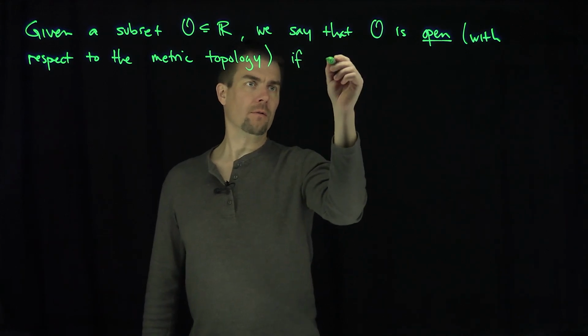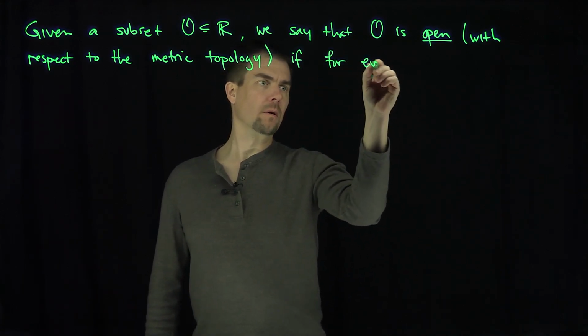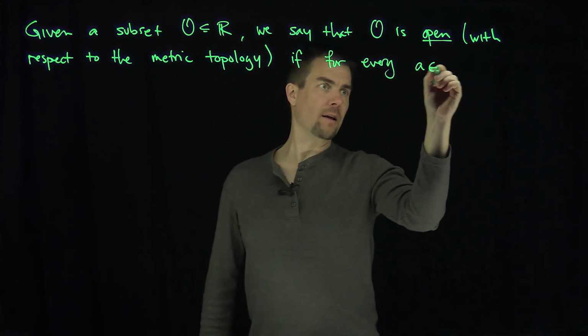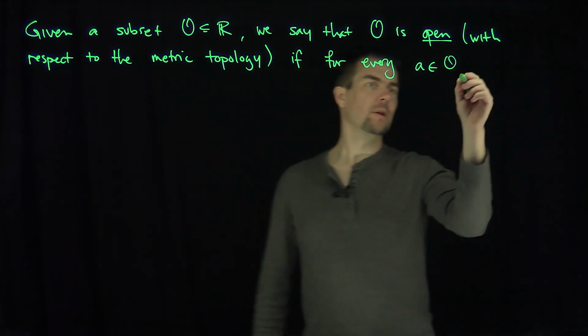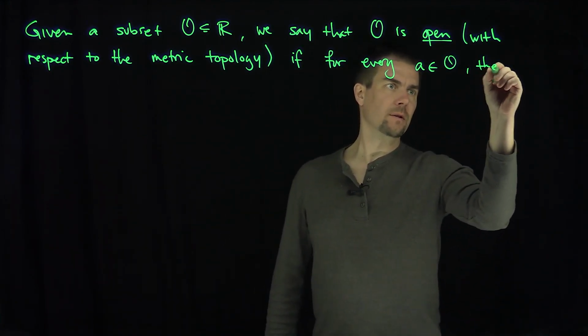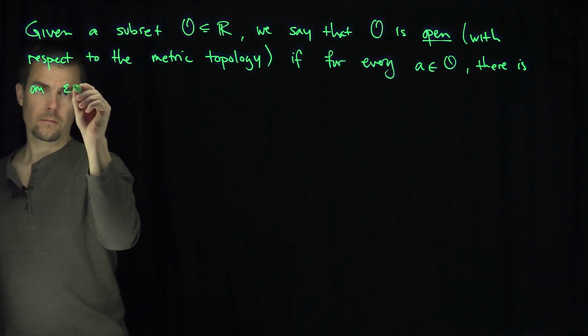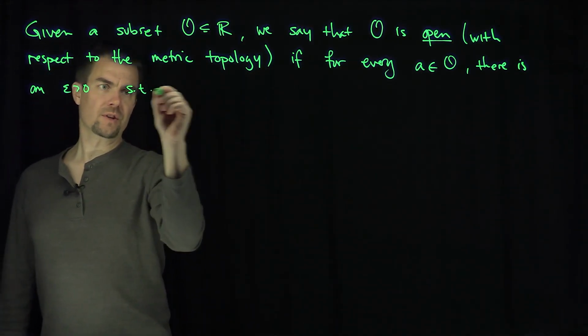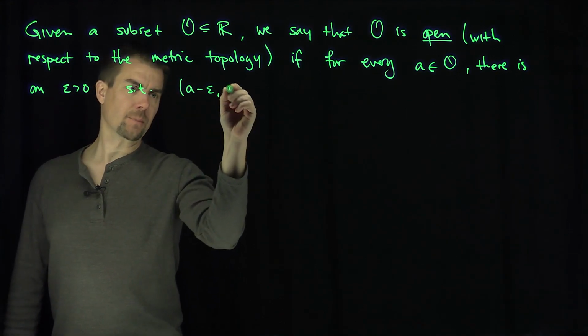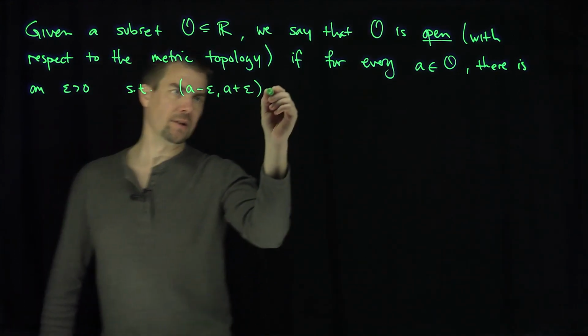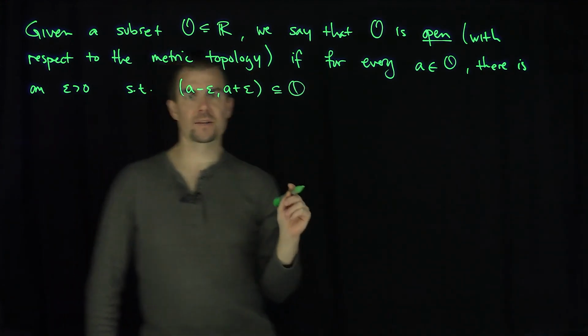If for every point A in O, there is an epsilon greater than 0, such that the interval A minus epsilon to A plus epsilon is contained in the set O.